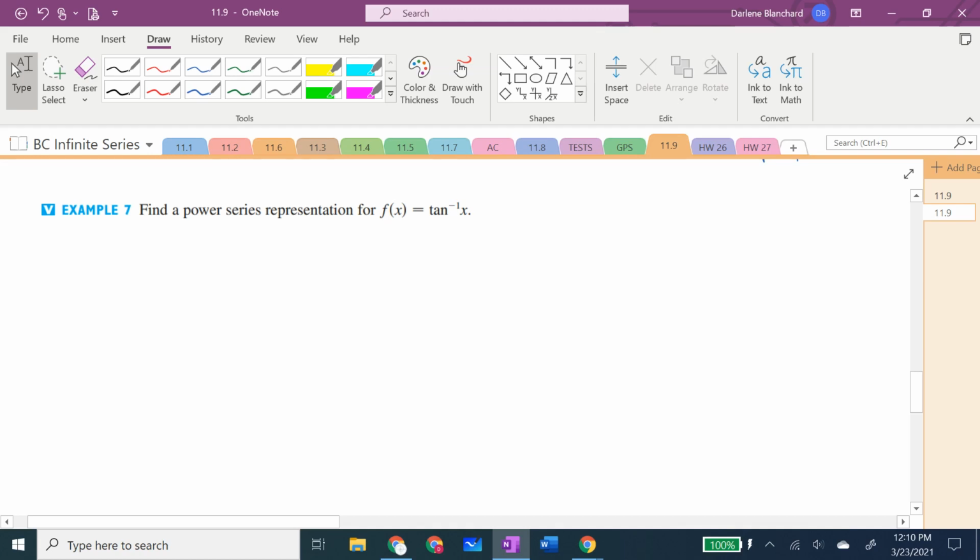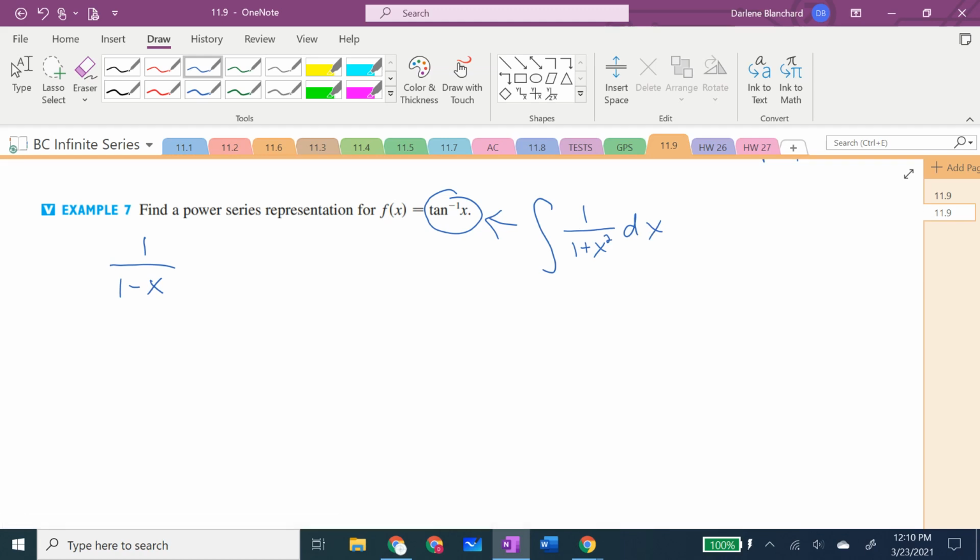What is its relationship with 1 over 1 plus x squared? So what I want you to think about is, if you're starting with this known series, to get to inverse tangent, you need to integrate 1 over 1 plus x squared. Do some of you see the path you need to take?